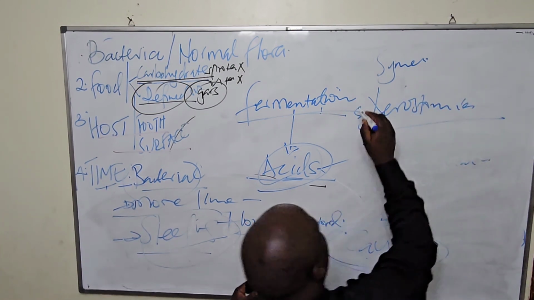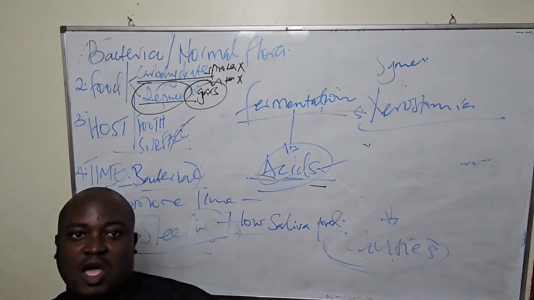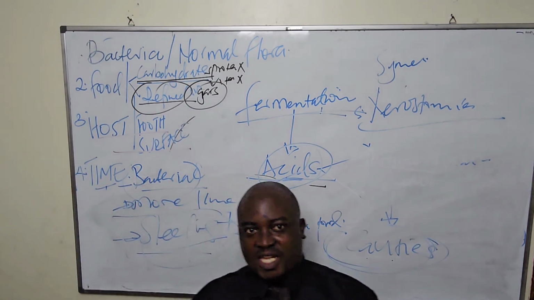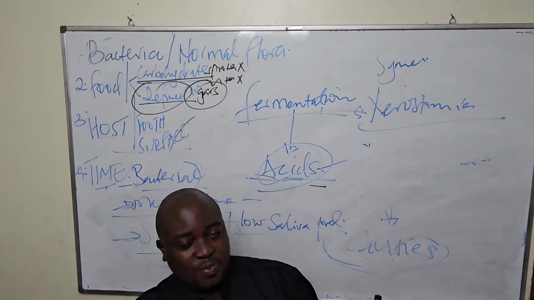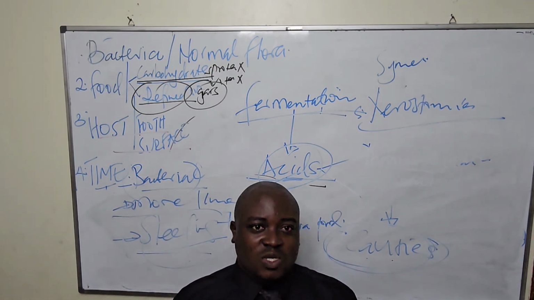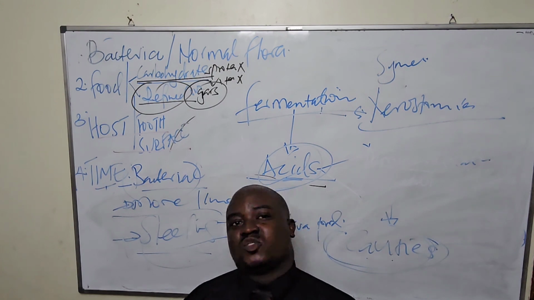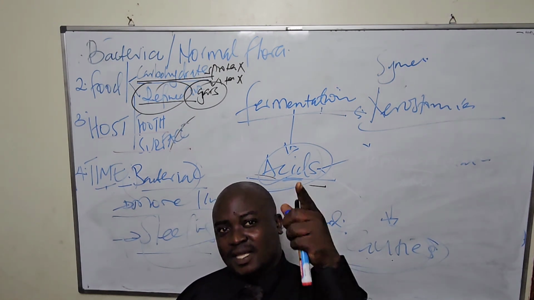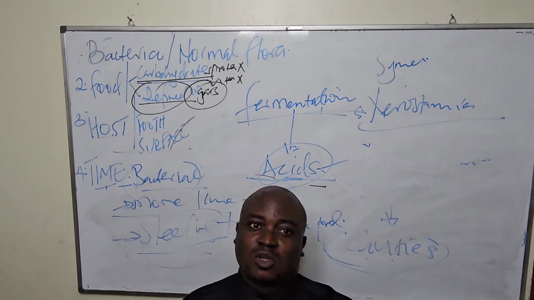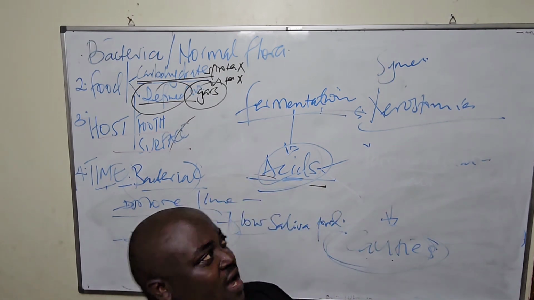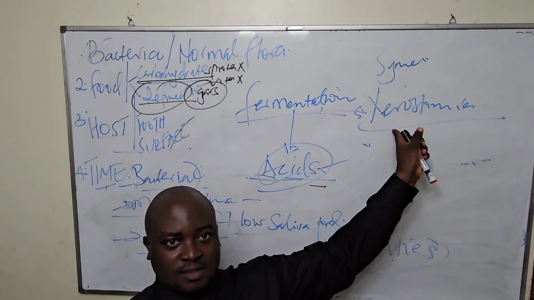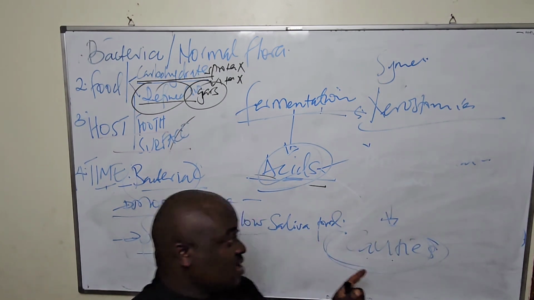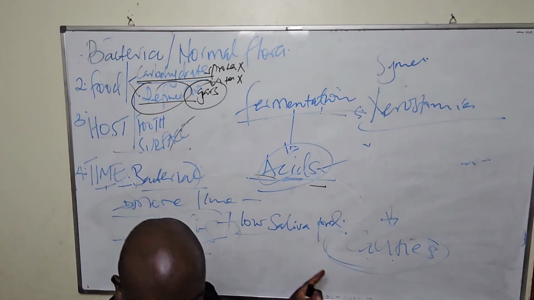Xerostomia is low saliva production. I've talked about the role of saliva, and we can have people with diseases which lead to low saliva production. If you have a disease, or you are taking medication that leads to low saliva production, you're more likely to have what? Dental caries, because of the role of saliva we are going to talk about.